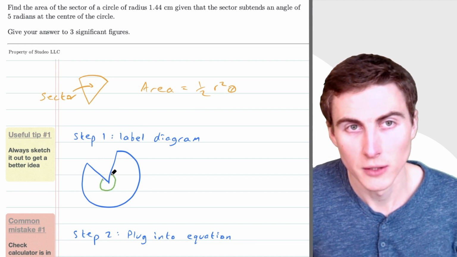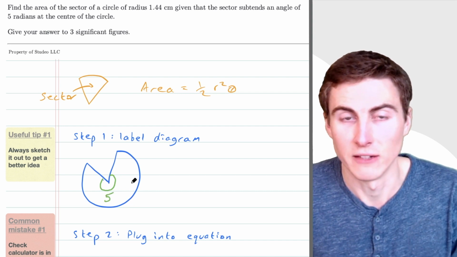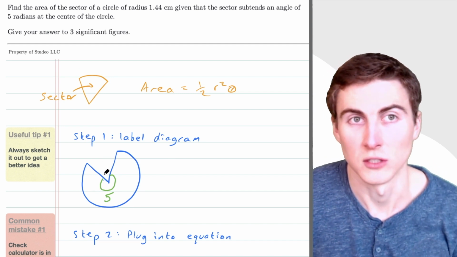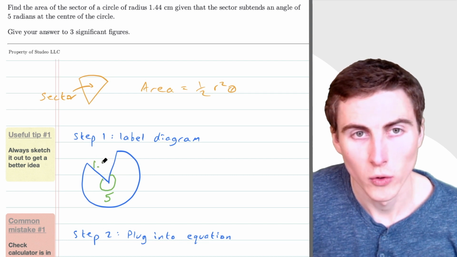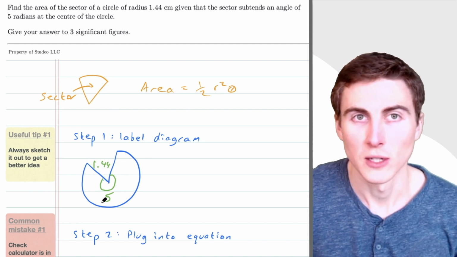So I'd label this bit here as 5, because that's the 5 radians. But as I said, it doesn't really matter if you drew this as a small thing like this. Our workings is just the same. And then this radius here is 1.44 centimeters. So we've got our labeled diagram, that's great.